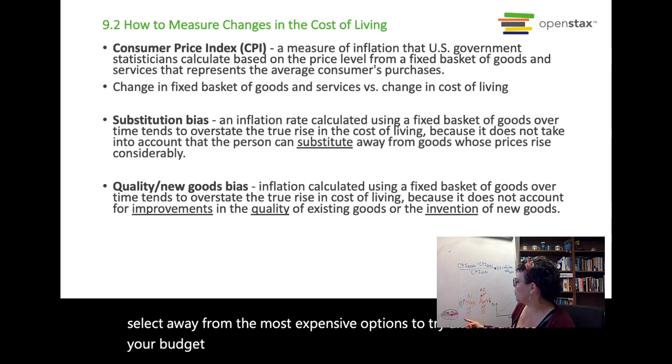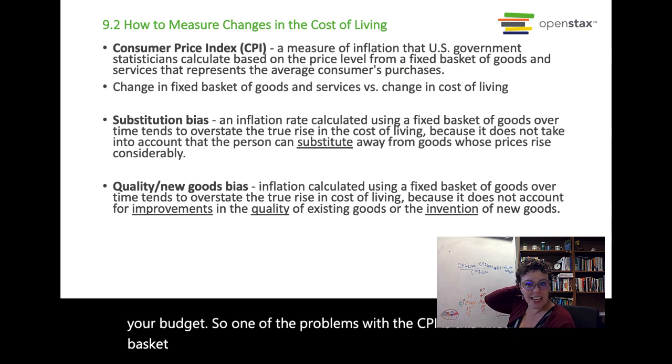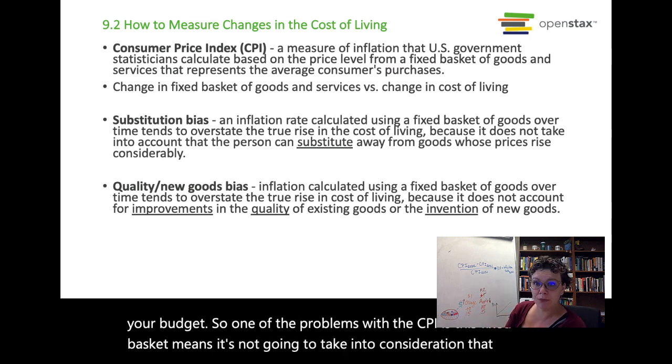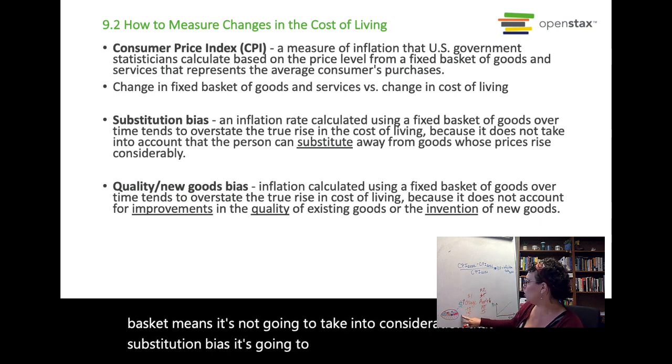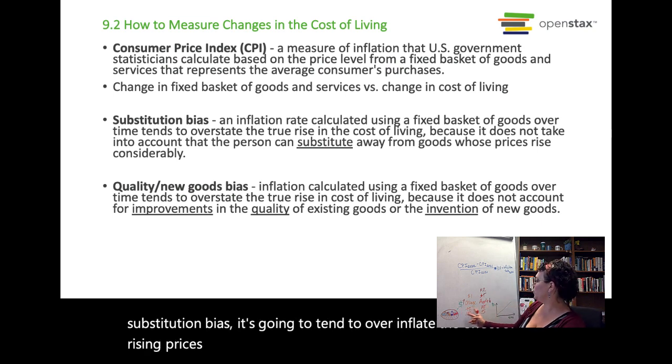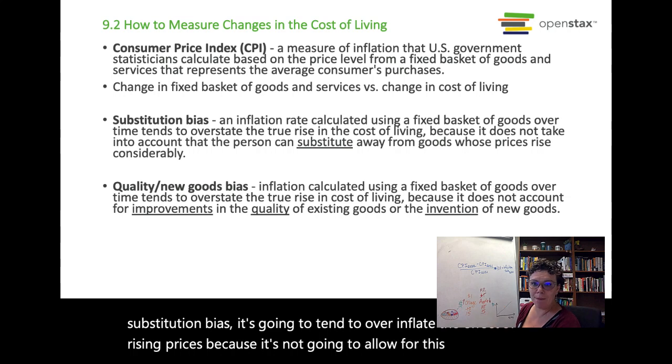So one of the problems with the CPI is this fixed basket means it's not going to take into consideration that substitution bias. It's going to tend to overinflate the effect of rising prices because it's not going to allow for this change to happen.